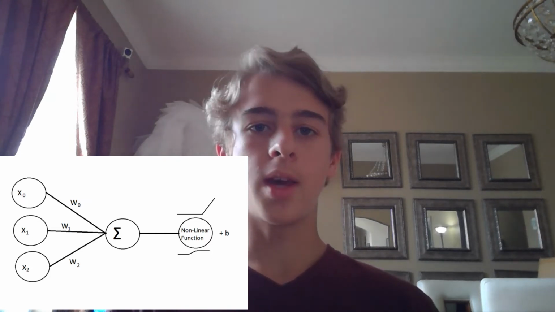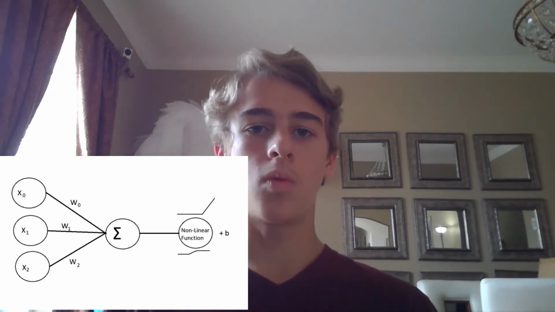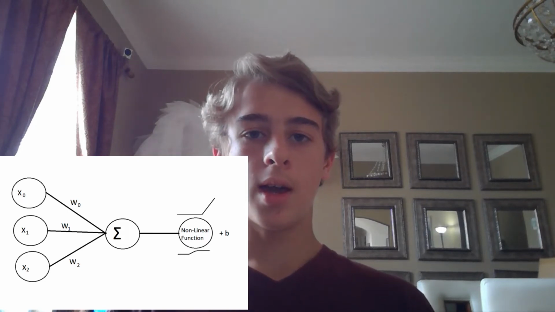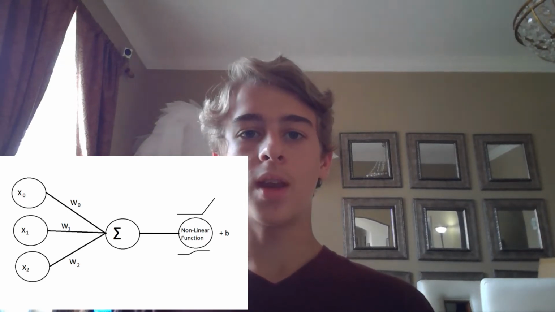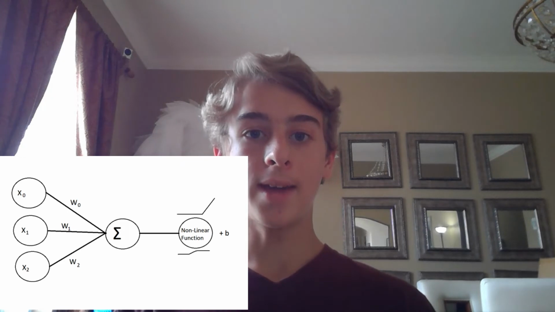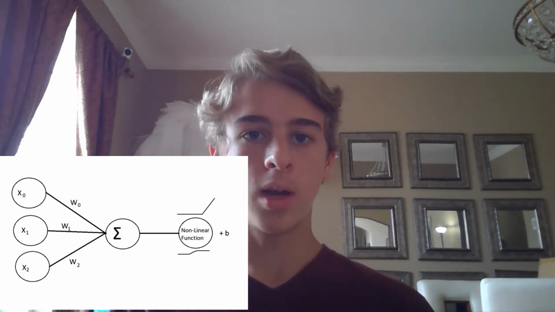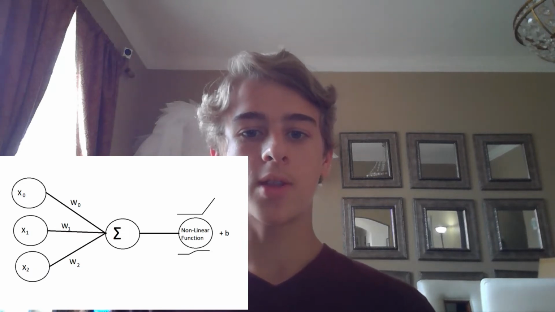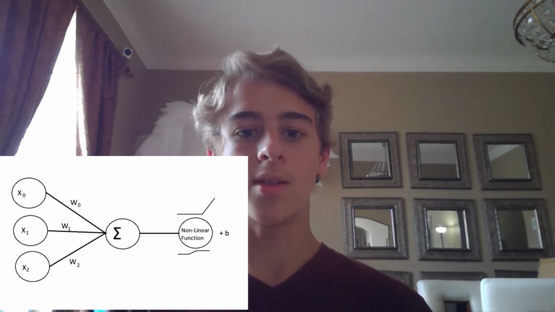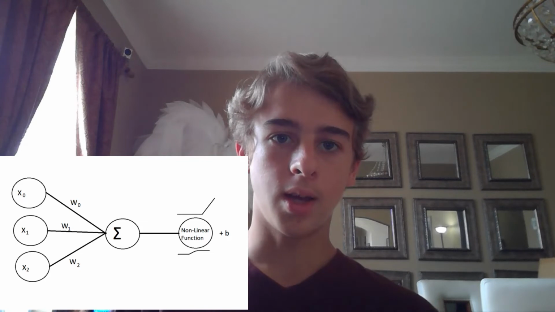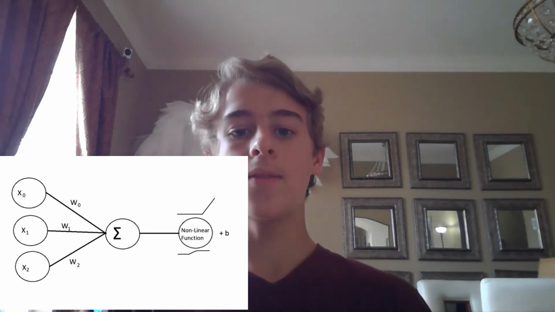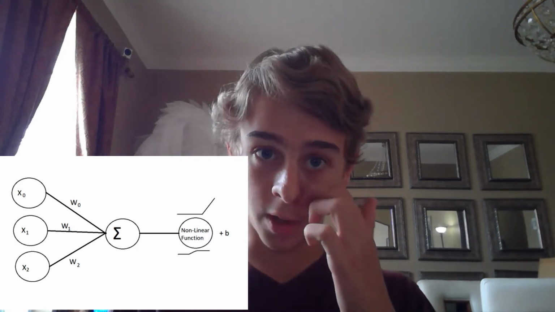Now, they're labeled as x0, x1, x2, and they're a matrix. Now, that matrix is multiplied with the weights. The weights are the W0, W1, W2. Essentially, you combine those two together. That's what the sigma notation represents, the summing of the inputs and the weights. Now, after you've done that, you need to pass it through a nonlinear function.